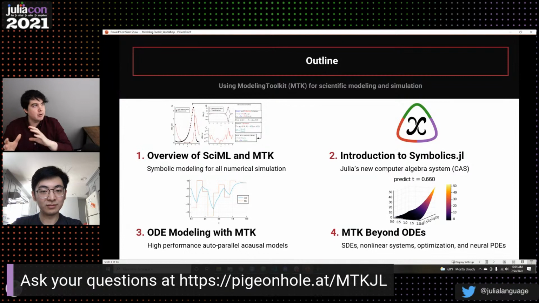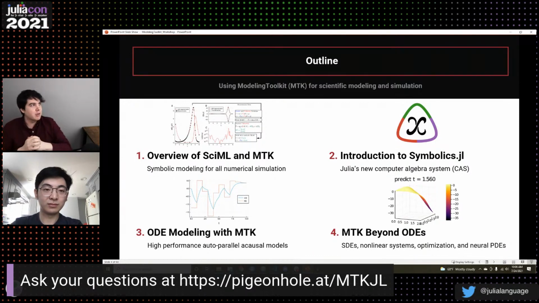How do you do automatic parallelism, acausal modeling, and all these kinds of deals? Even define what acausal modeling is, right? We'll go through all of that. And then last, depending on how much time we have, we'll go to beyond ODEs, right? So Modeling Toolkit will do stochastic differential equations, nonlinear systems, optimization. You can even solve PDEs with neural networks, right?